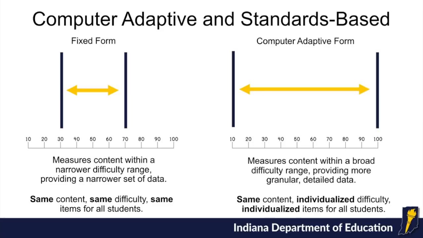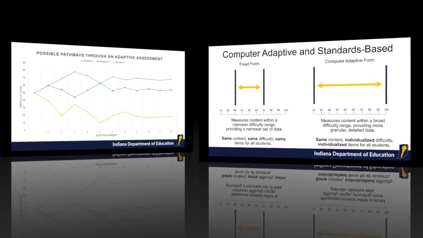Computer adaptive assessments overcame this difficulty by creating a way to individualize assessment difficulty while still measuring the same content for all students based on a test blueprint. What this means is that a computer adaptive test can measure more accurately the knowledge and skills a student has while still focusing on content priorities defined by that blueprint.